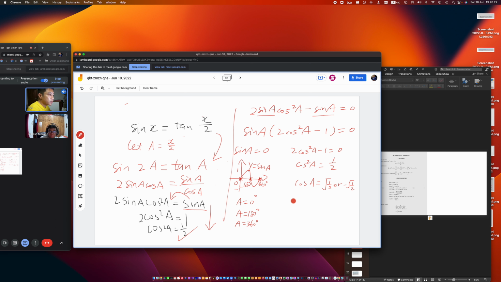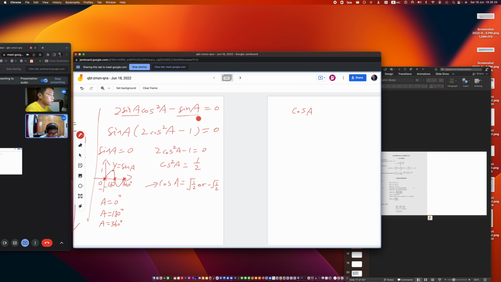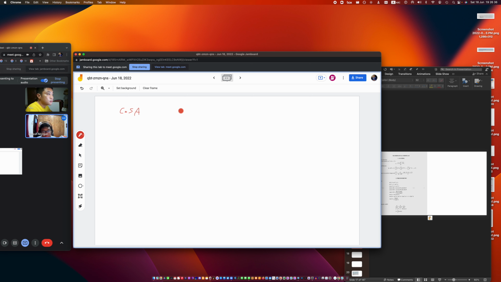So once again, let's practice. Basically, we need to focus on this cosine A, then solve this 2, right? So I'm going to use slide 2. Okay, so cosine A or 2A? Let me see. A, yes. Cosine A is square root half, or cosine A equals to negative square root half. Do you know why I get negative square root half also? Because square root is both positive and negative.